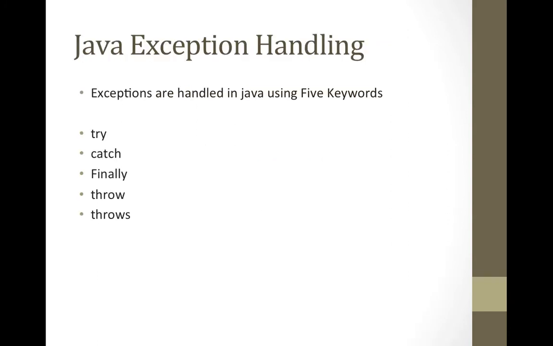Okay, so Java exception handling depends upon 5 keywords. Of these, we mostly use try, catch, and finally. There are these 2 keywords as well, throw and throws. We'll discuss them later, but in detail we are going to learn about try and catch.